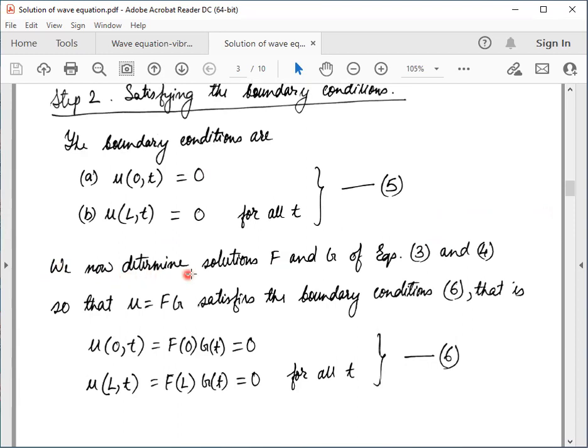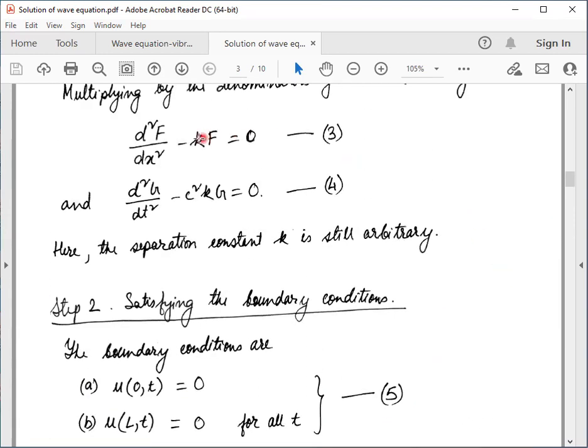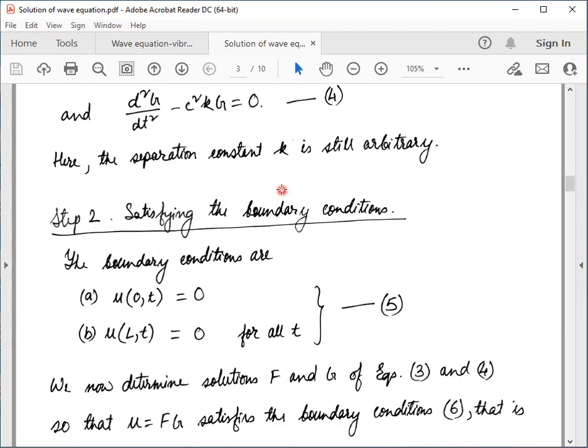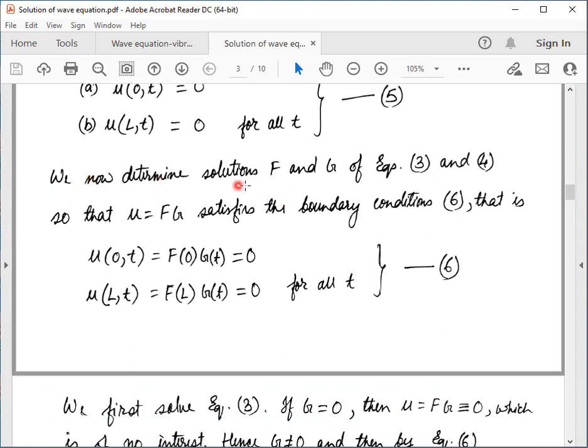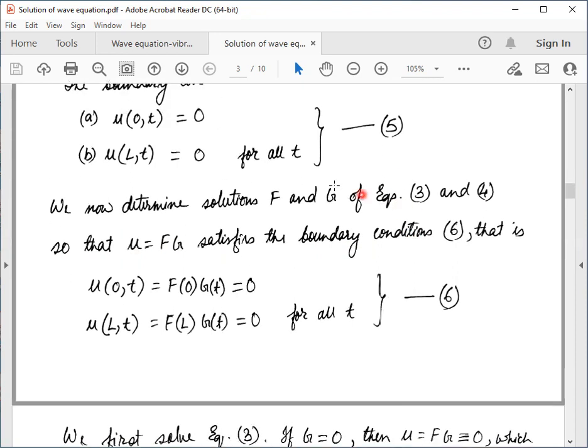We now determine solutions f and g of equations 3 and 4. These are the two ordinary differential equations. So we determine solutions f and g of equations 3 and 4 so that u equal to fg satisfies the boundary conditions given by equation number 5.